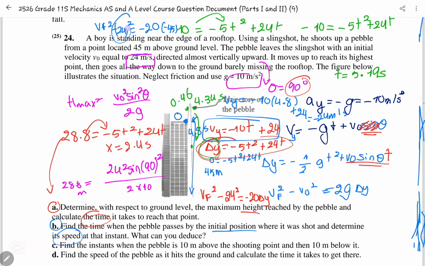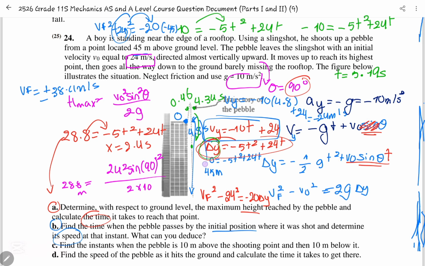So now I'll move this to the other side. I will get V final squared. So V final squared is minus 20 times minus 45 plus 24 squared. Whatever answer you get, you put it in the radical. And I got that V final is equal to plus or minus 38.4 meters per second.